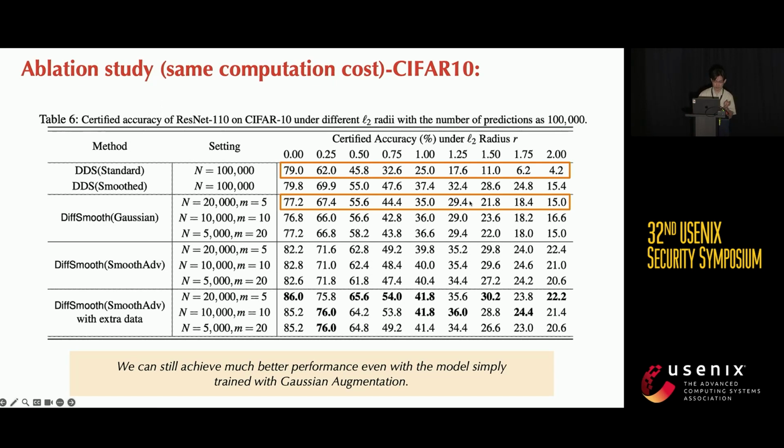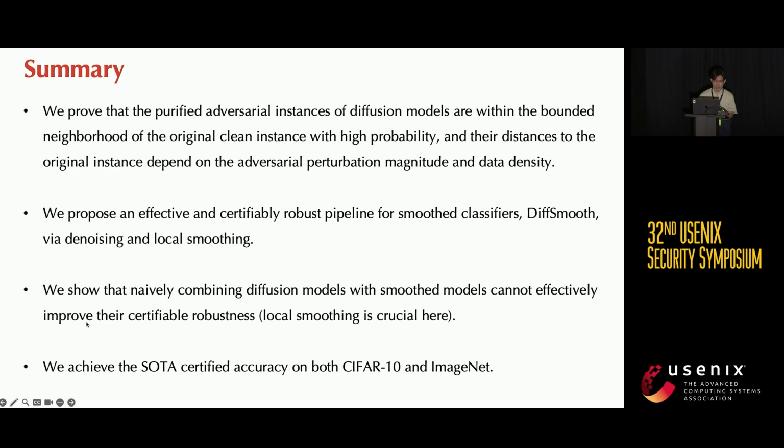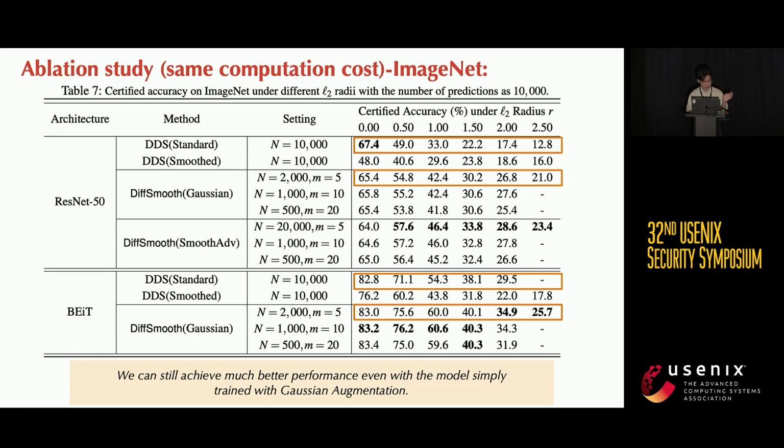And the result is also similar on ImageNet. Still, let's focus on the simple model with the Gaussian augmentation. We can achieve about 10% improvement with ResNet 50 and about 5 to 10% on ViT. So this result is not trivial.